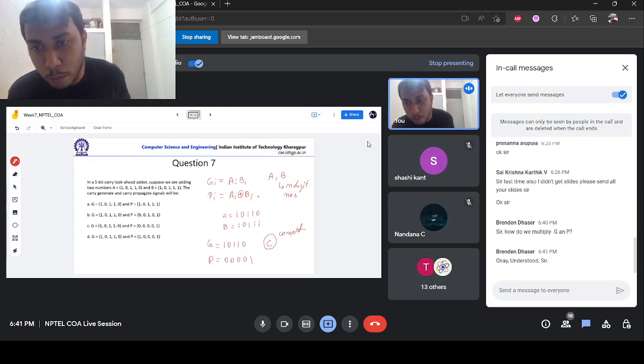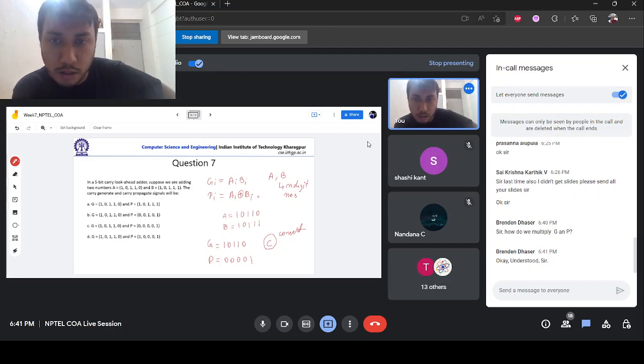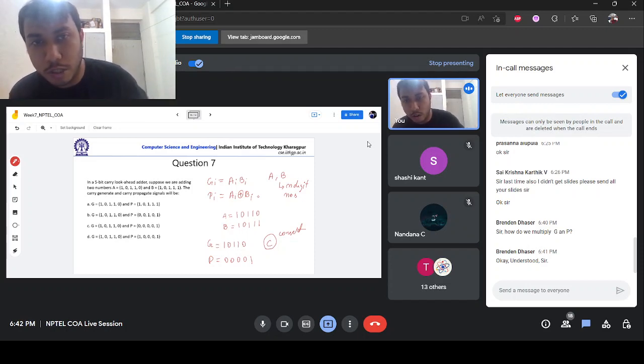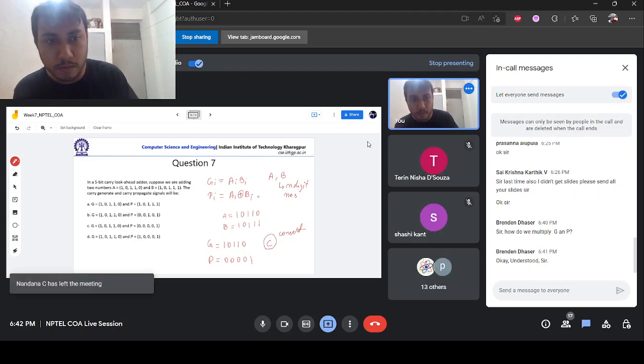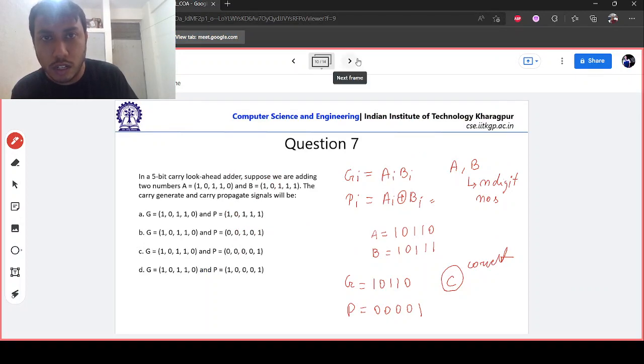Next we come to the propagate signal. For the propagate signal, we just XOR the bits. So if you look at A and B, 1 XOR 1 is 0, 0 XOR 0 is 0, 1 XOR 1 is 0, 1 XOR 1 is 0, and the last one is 0 XOR 1, that is 1. So the correct answer is option C. So let's go to the next question.